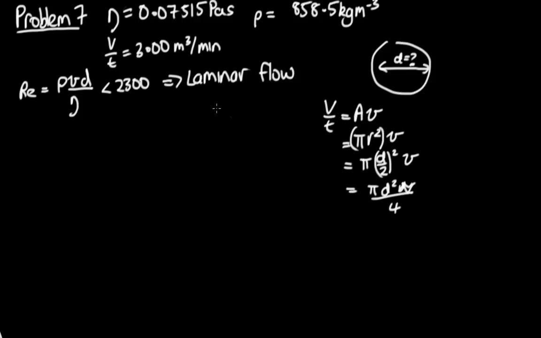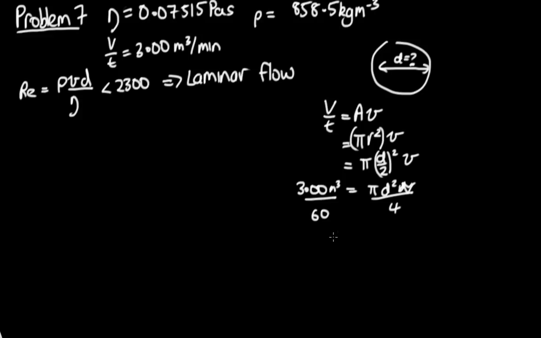So we've now got our volume over time, and we're told that this is 3.00 meters cubed per minute. So we should put this into seconds so that this velocity is then in meters per second as well. So in 1 minute there's 60 seconds. So we divide that by 60 like that.